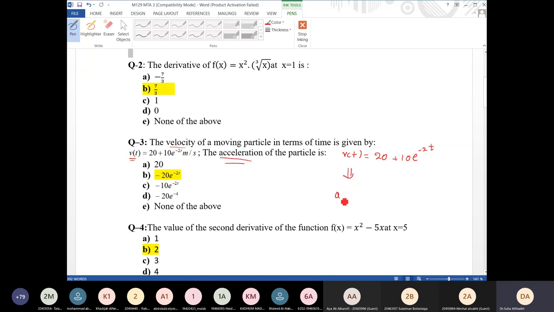Simply, the acceleration a of t is the derivative of v of t. You still didn't take the exponential, so when you take it you will know how to find the derivative of this. This is v dash of t. The derivative of 20 is 0. The derivative of the exponential will be minus 20 times e to the power of this, and this will be the answer. You haven't taken the exponential yet. Okay.